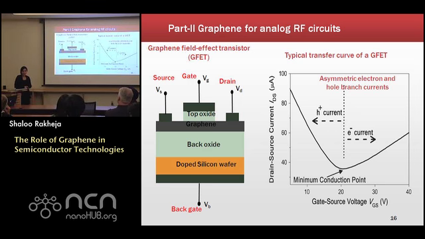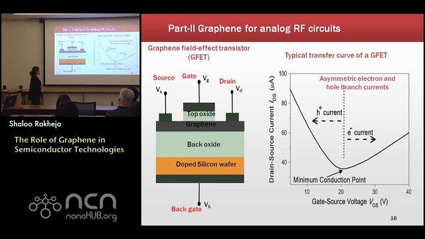All right, so I'll shift gears and move on to graphene for analog RF circuits. This is the work that I did last year at MIT. So for RF, this is a graphene transistor with 2 gates. We have a top gate and a back gate, and it's on a back oxide, which is typically SiO2, and it can be done through CVD or exfoliation.